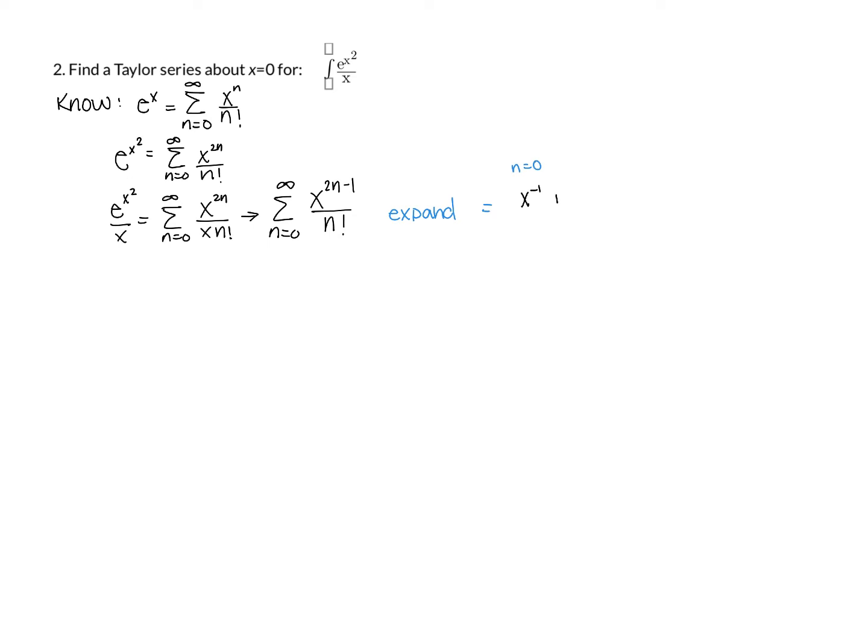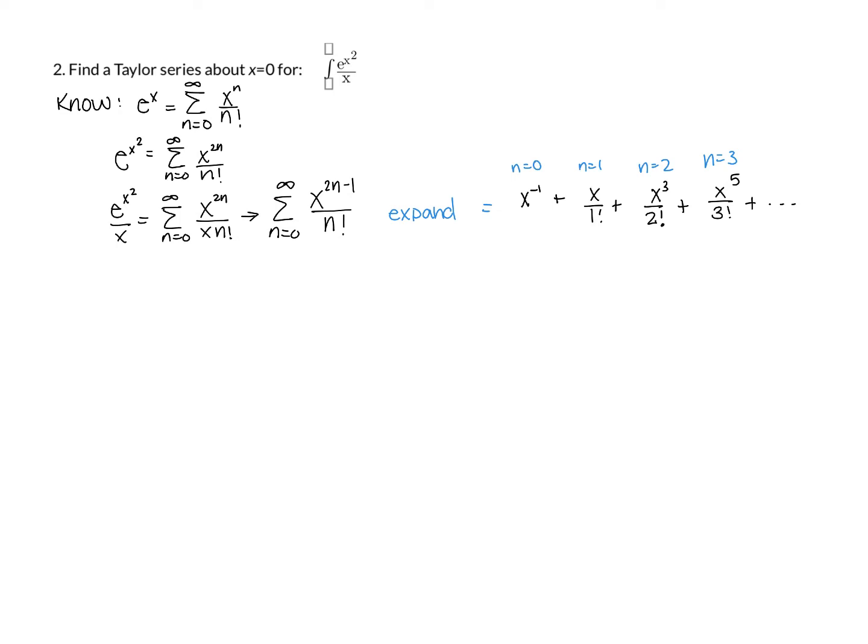When we plug in n equals 1, we would get x to the first over 1 factorial. When we plug in n equals 2, we would get x cubed over 2 factorial, and this pattern continues. And I could keep going. So this is what we expanded it to.